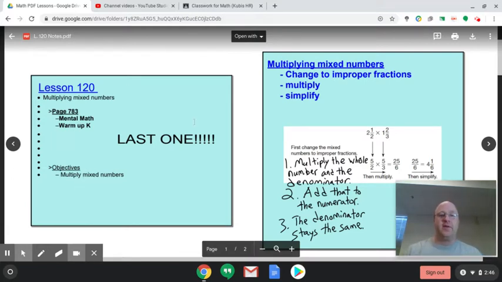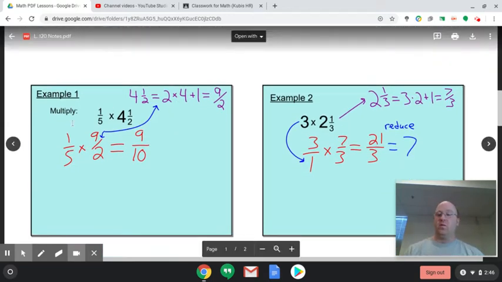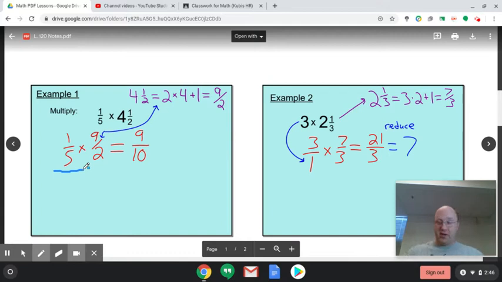So let's look at a couple examples here. So here we have 1/5. Well, we don't need to do anything with 1/5. It's already a fraction that we can multiply. So that is why we kept 1/5 as the same. Don't need to do anything with it. Makes life simple. Now we have 4 and 1/2. We need to change that to an improper fraction.